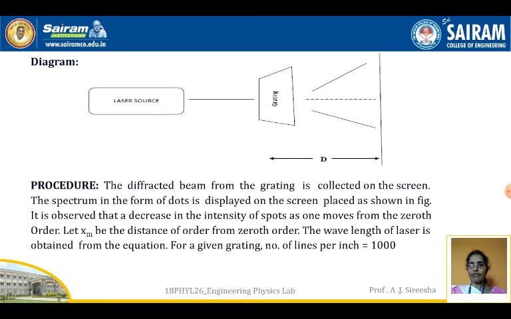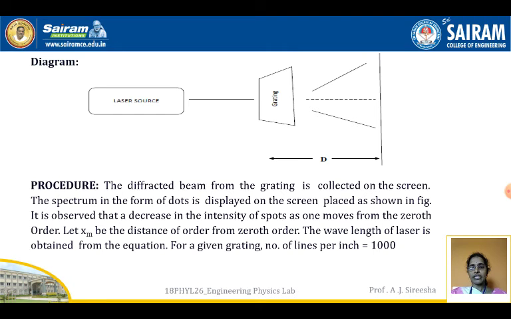The central spot will be the brightest, and on the left side and right side you can see spots of decreasing intensity. This is because of the grating element. That means the distance between the two slits is comparable with the wavelength of the source. Therefore diffraction takes place and you are able to see the spots on the screen with decreasing intensity. The procedure: the diffracted beam from the grating is collected on the screen. The spectrum in the form of dots is displayed on the screen placed as shown in the figure.